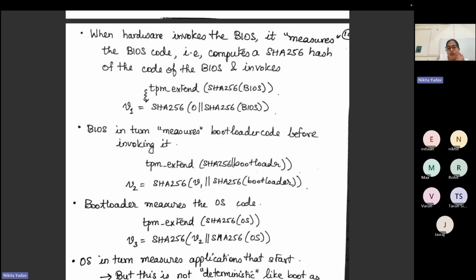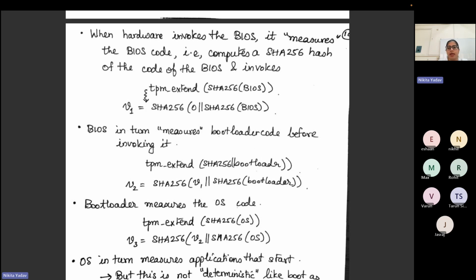Then it invokes this TPM extend with the SHA-256 of the bootloader. This call is being made by the BIOS now. Earlier, the call here was made by the hardware.